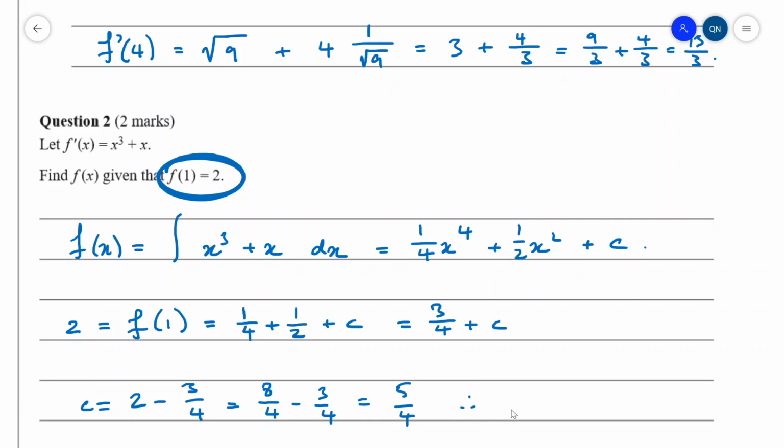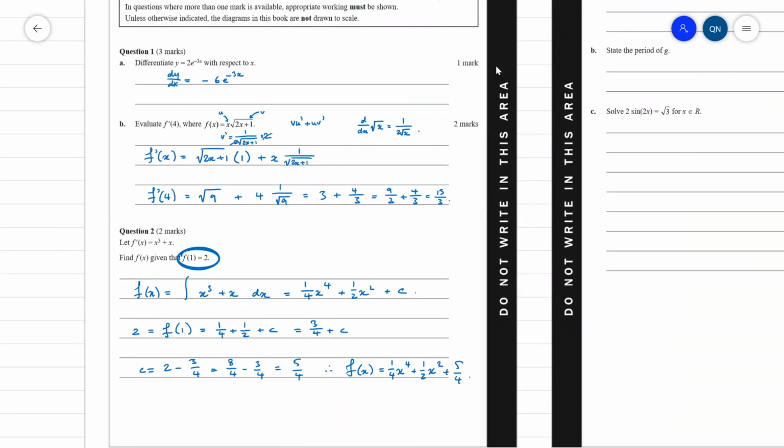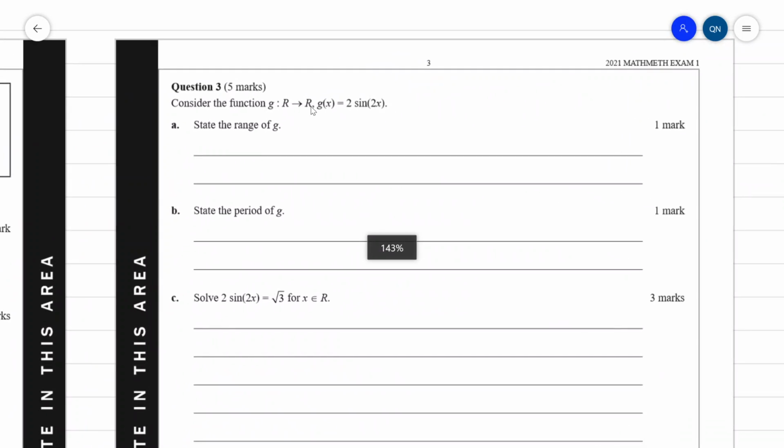So therefore, the function f of x is just going to be 1/4 x to the 4 plus 1/2 x squared, and then plus 5/4. Here we go. Alright, question 3. How many marks was that? That was 5 marks, and we're at 5 minutes. So it looks like we're ahead of schedule slightly.